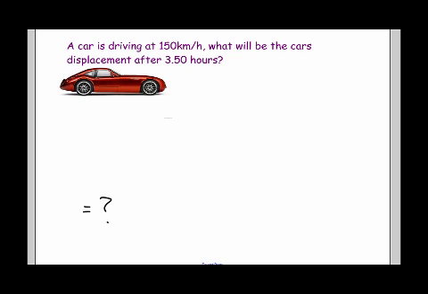Okay, moving on, next question. This question here, I see that I have a car that's driving 150 kilometers per hour. That's a velocity or speed. And then it asks me what is the car's displacement after 3.5 hours. So this time it's giving me a v or a speed, it's giving me a t, and I want to solve for displacement. So I'll start with my same formula.